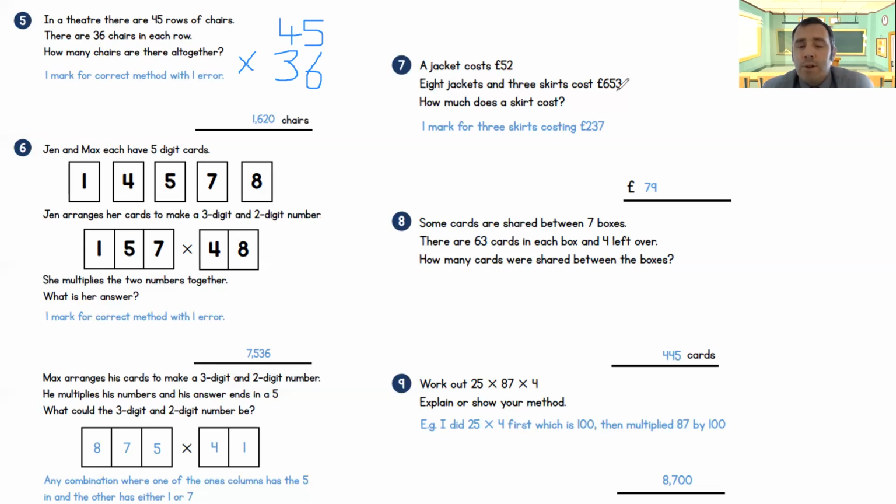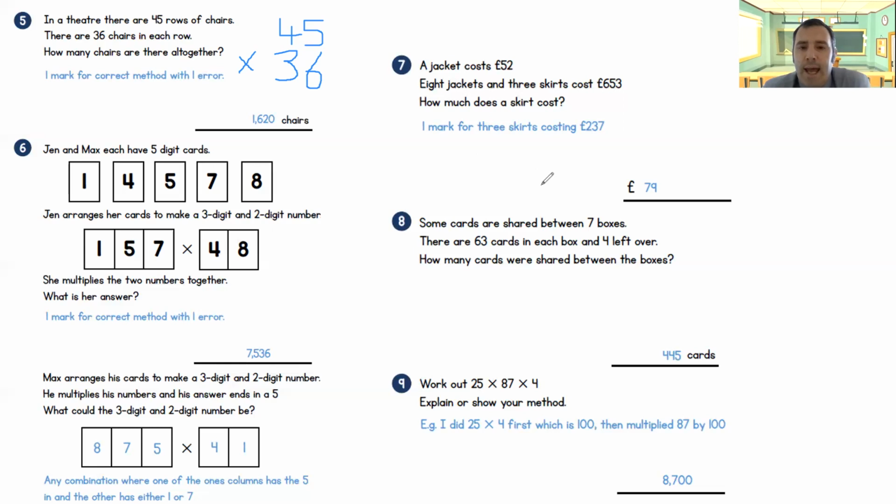If you've got 237, you get 1 mark. You've done half the question. Anything else than that, I'm really sorry, you don't get any marks. Some cards are shared between 7 boxes. There are 63 cards in each box and 4 left over. How many cards were shared between the boxes?